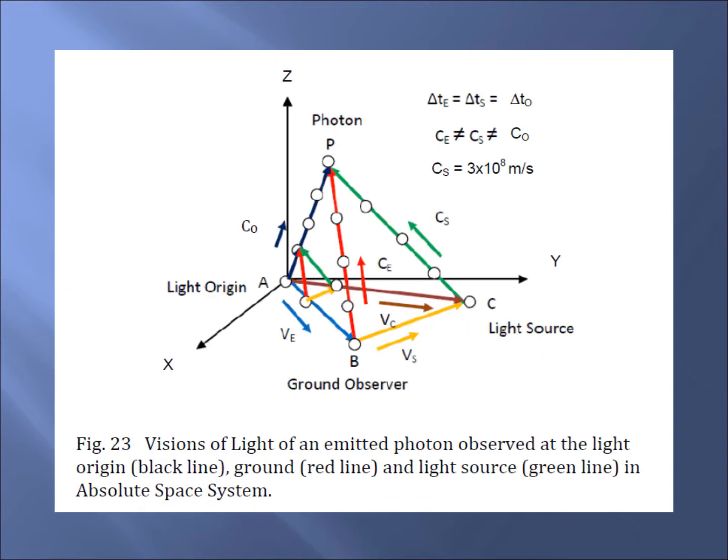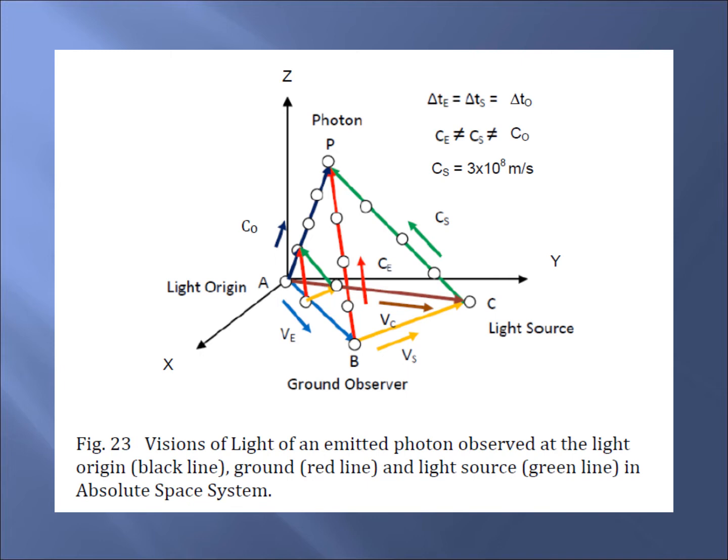Light speed is measured at the reference point, and the reference point is a fixed point. It doesn't move. Light speed is region of light divided by photon traveling time, measured at the reference point. And the traveling time is independent to the reference point. In this diagram, light speed at origin equals OP black line divided by delta T equals CO.